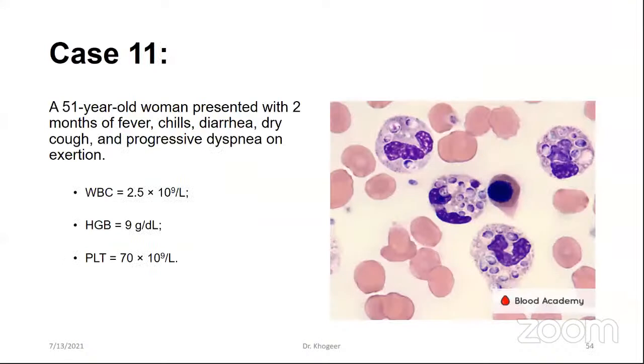Okay, case 11. This is a 50-year-old woman who presented with a 2-month history of fever, chills, diarrhea, dry cough, and progressive dyspnea on exertion. Her CBC shows pancytopenia, and this is the peripheral blood. Any suggestion what you can see in the peripheral blood?